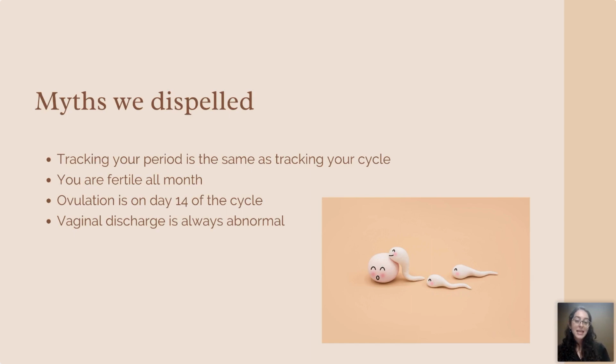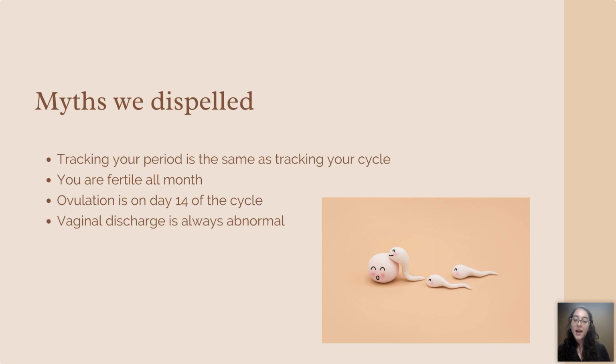than tracking your cycle, tracking your basal body temperature, tracking your cervical mucus. Again, if you're relying on this method for contraception or to get pregnant, you want to be tracking more than just the days that you are bleeding. Another myth: you are fertile all month long. I don't know if your high school or middle school told you this, but I thought this growing up, that you can get pregnant on any day of the month. But really, your fertile window is 6 to 7 days, those 5 days prior to ovulation and the day of ovulation.